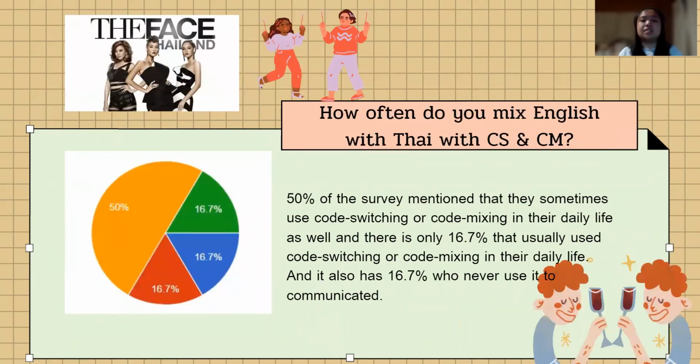And the second question we asked, how often do you mix words in English and Thai, code switching and code mixing, in your daily life? The survey results show that 50% use it sometimes in their daily life, 16.7% usually use it in their daily life, and another 16.7% never use it to communicate with other people.